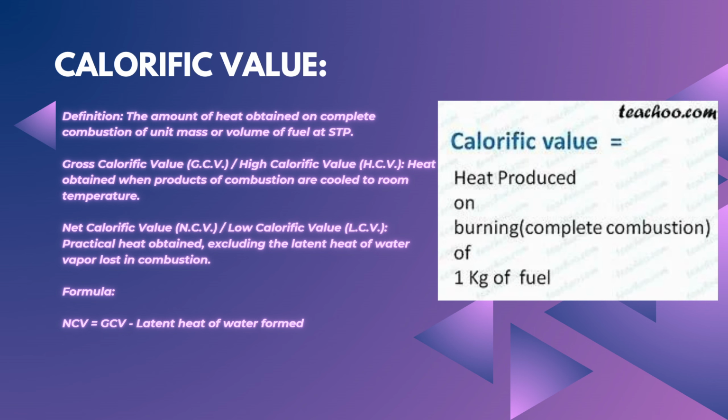Here are the two key types. The gross calorific value, also known as the high calorific value, is the heat obtained when the products of combustion are cooled down to room temperature. And the net calorific value (NCV), or the low calorific value, represents the practical heat obtained, excluding the latent heat of water vapor that's lost during combustion. Here's a simple formula to state them. The net calorific value equals the gross calorific value minus the latent heat of water vapor. This distinction is important for real-world applications.